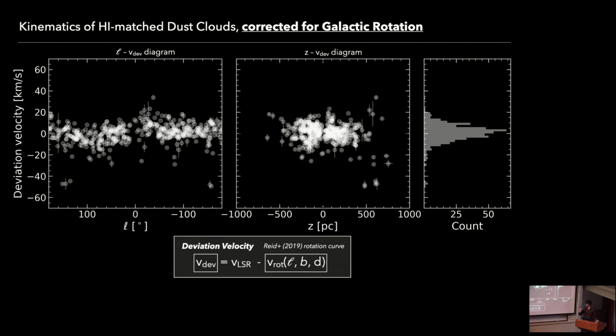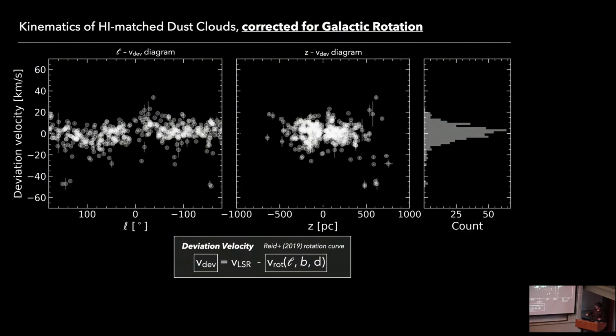We use Mark Reed's 2019 rotation curve to correct for the expected contribution of rotation to our observed radial velocities. And again, we're able to do this because we can directly measure cloud distances. So I'm now showing an L versus deviation velocity plot in this space, and the same for Z versus deviation.